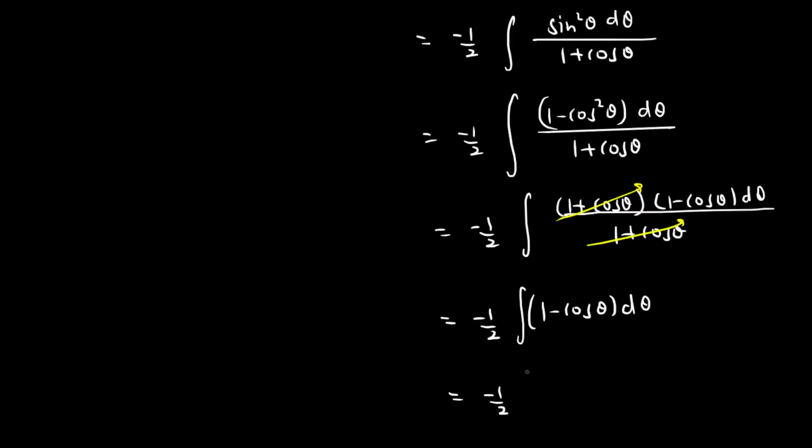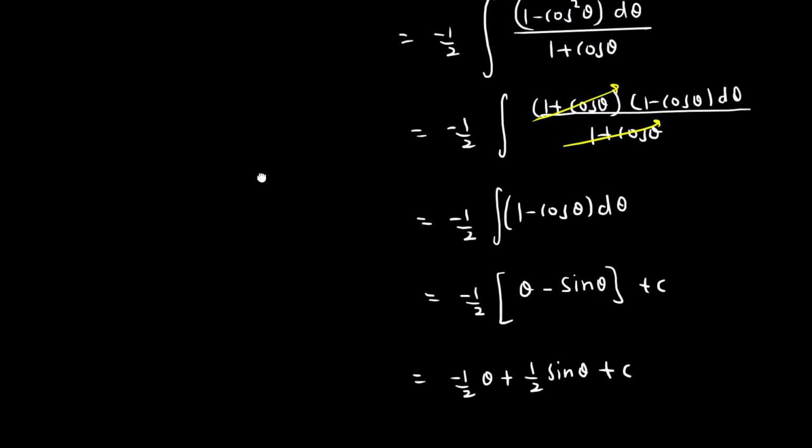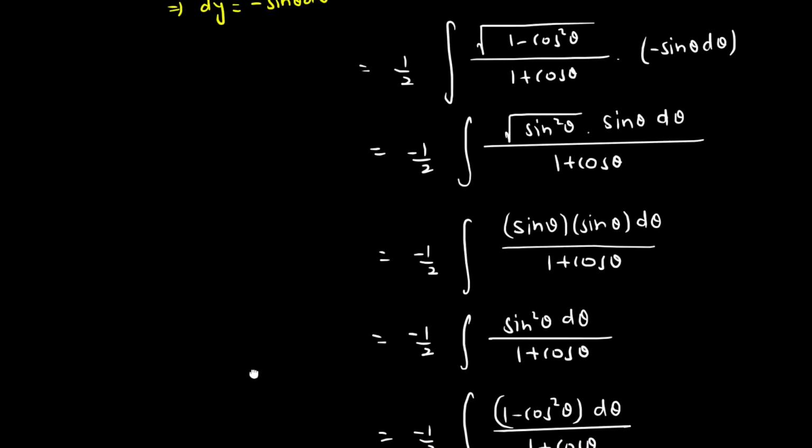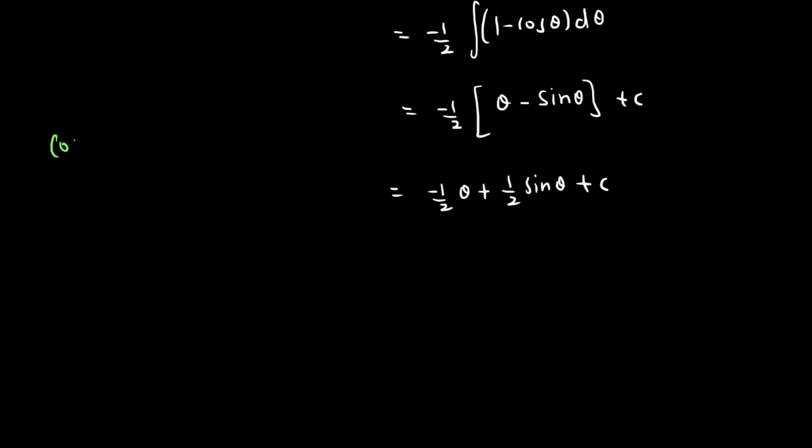So that's going to be negative 1 over 2 theta minus, integration of cos is sine. Remember, it's not minus sine, plus c. Let's open up the parentheses. So that's going to look like negative 1 over 2 theta plus 1 over 2 sine theta plus c. And it's always a good idea to rewrite the final answer in terms of the original variables, right? So what was theta, by the way? Okay, cos theta was y. So let's write it over here once again. Since cos theta is nothing but y, theta is nothing but cos inverse y.